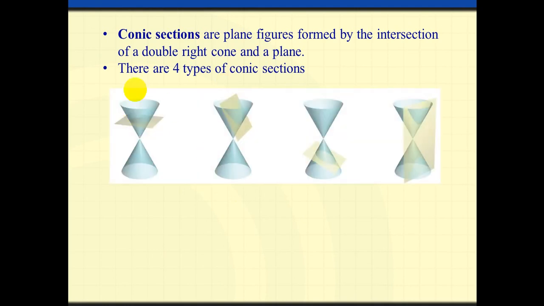First intersection. From the figure, if the intersection is this way, we obtain a circle. The circle is generated when the plane is perpendicular to the axis of the cone or parallel to the base of the cone.